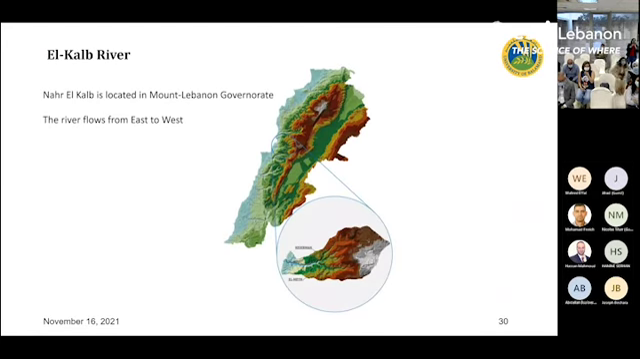Nahr al-Kalb is located in Mount Lebanon Governorate. The river flows from the east to the west. The basin area is 259 square kilometers. 56.5% lies in Keserwan and 43.5% lies in Matn. The highest point of the catchment is Mount Sannine.